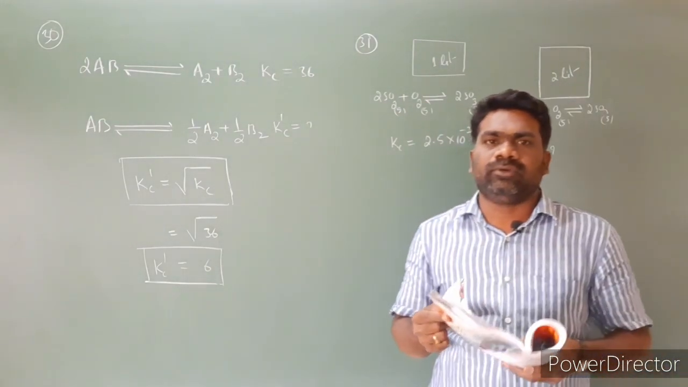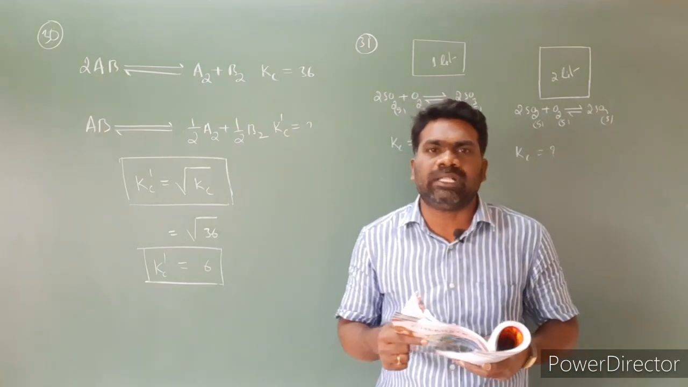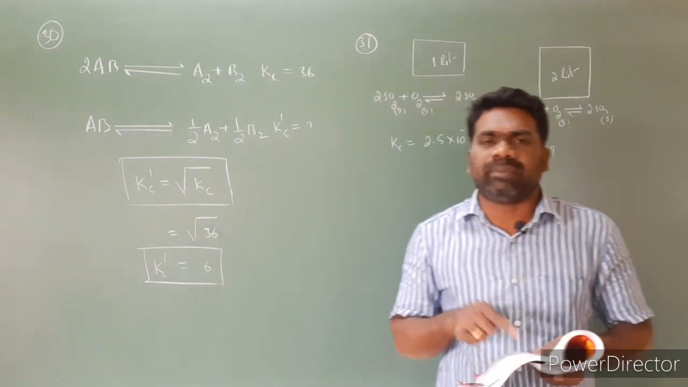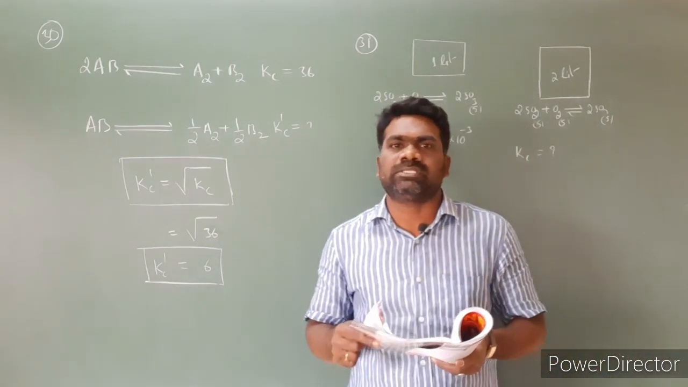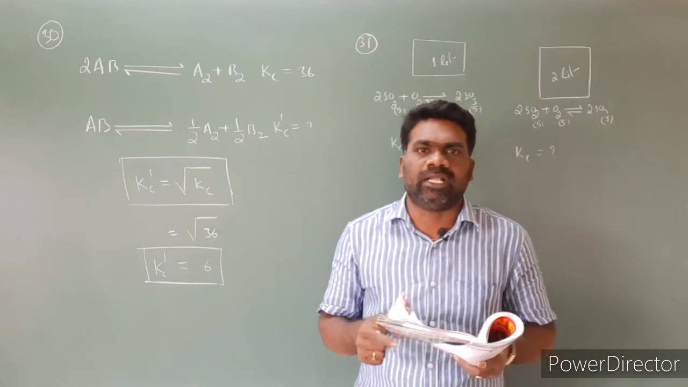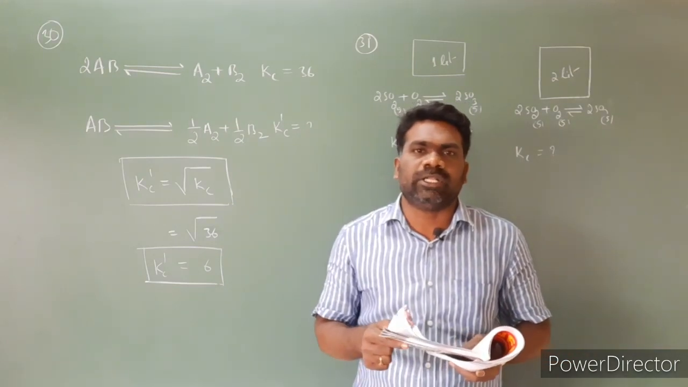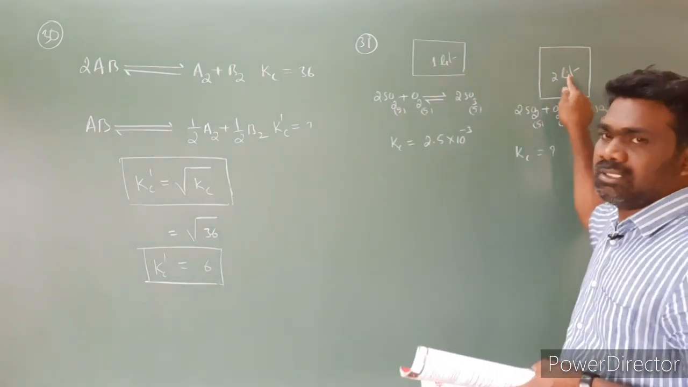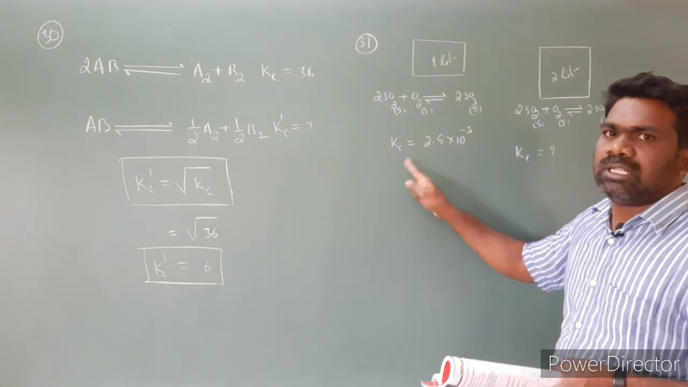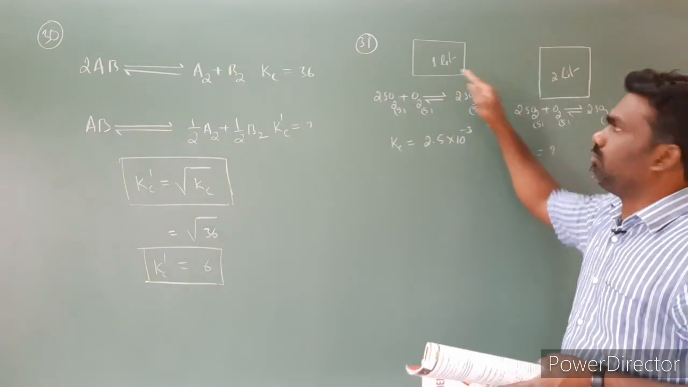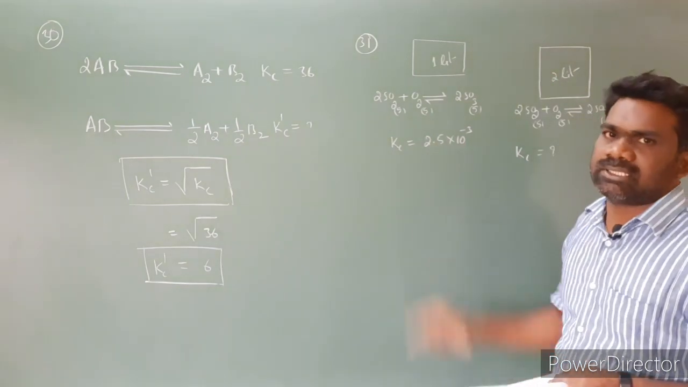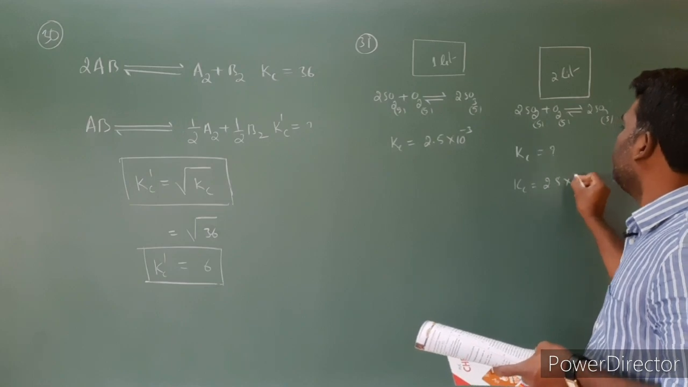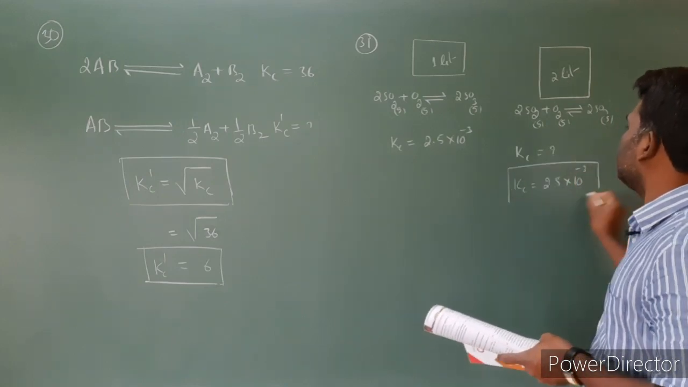The value of equilibrium constant does not depend on initial concentrations of reactants and products. It does not depend on catalyst, and does not depend upon volume of vessel and pressure. Here is a 1 liter vessel, here is a 2 liter vessel. So the value of Kc does not depend upon the volume of the vessel. Whatever the volume of vessel we take, the Kc value remains the same. Then what do we expect? Kc is the same answer, 2.5 into 10 power minus 3. So the same value we have to take.